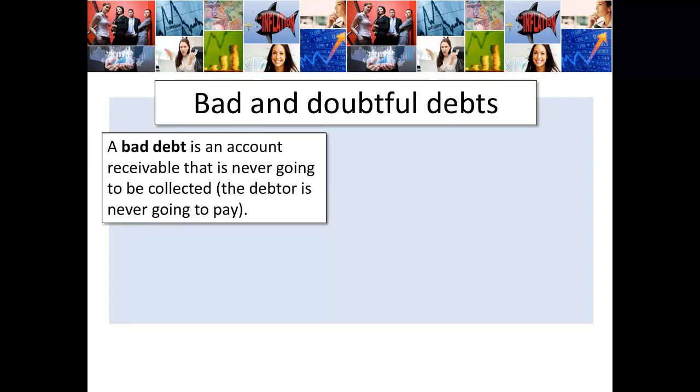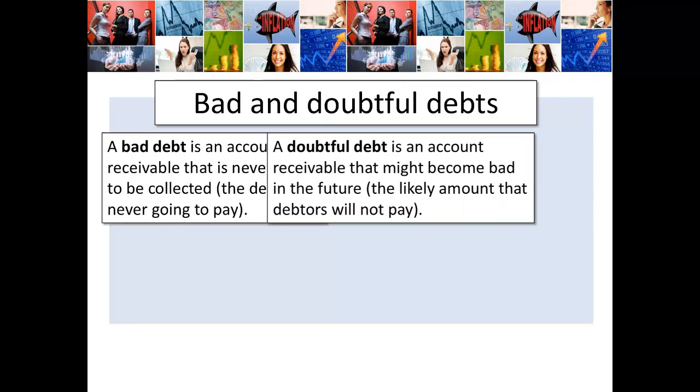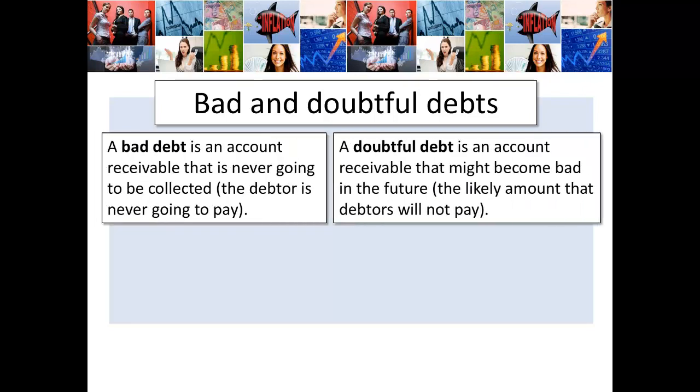Bad debt, an account receivable that's never going to be collected. The debtor is never going to pay. Doubtful debt, an account receivable that might become bad in the future, and the likely amount that the debtors will not pay. So they may pay some of it, but not all of it.